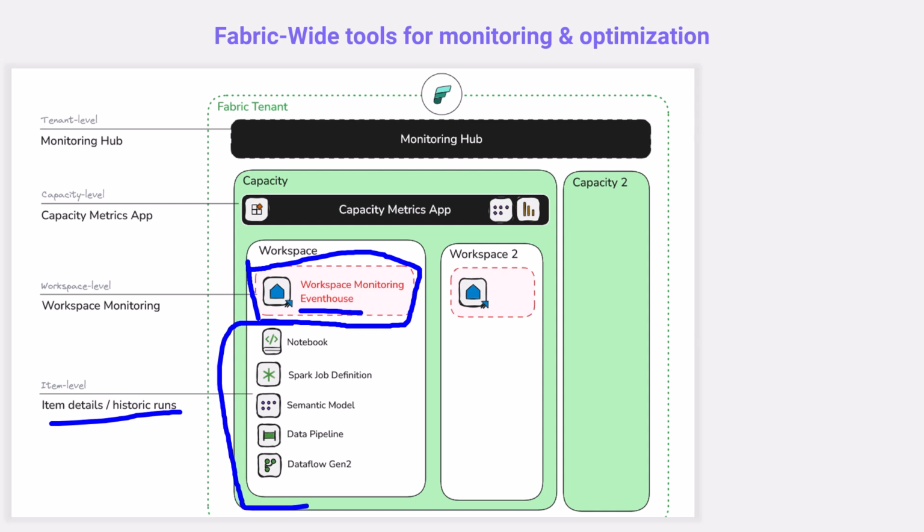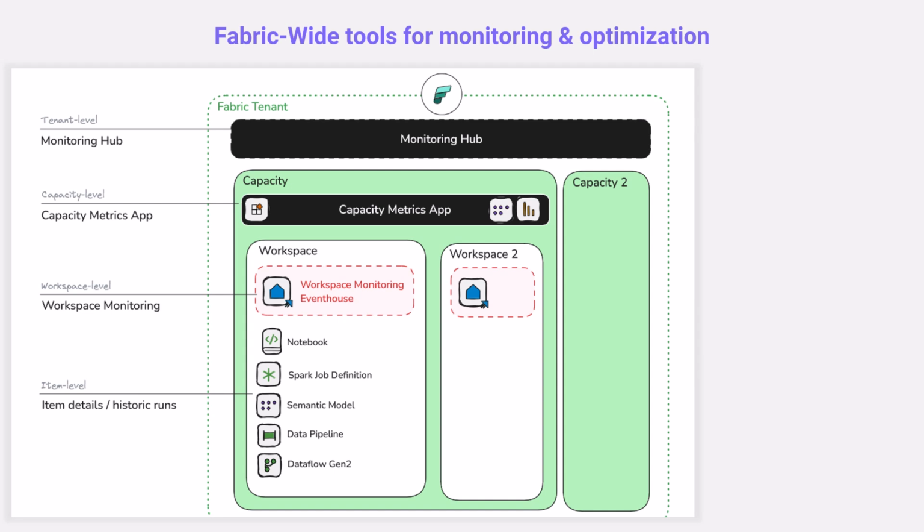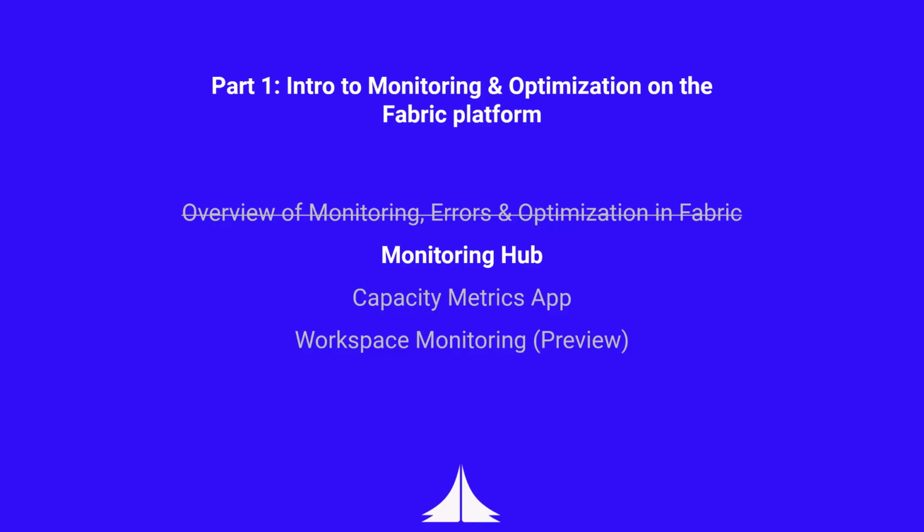So each of these individual items, and there are more of them, I ran out of space in my diagram here, but each item has its own interfaces for getting more details about run details, historic runs, refresh updates. So when you're debugging or you're looking for optimizations and things like that, typically you'll be using all of these different levels, right? Normally always the Monitoring Hub as the central place to go. If you're looking for things like cost efficiencies, then you'll be looking at the Capacity Metrics app. If you're using any of the tools that are supported by Workspace Monitoring, then you'll go there. And eventually you'll want to dig into the details of what's gone wrong or individual item runs. So you're going to be looking at these item details.